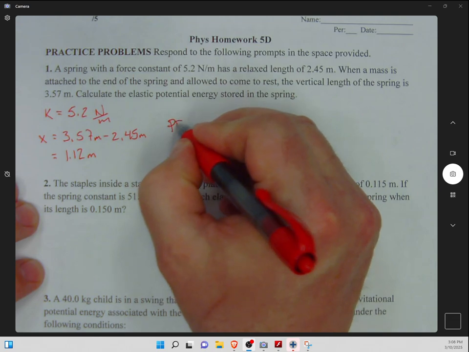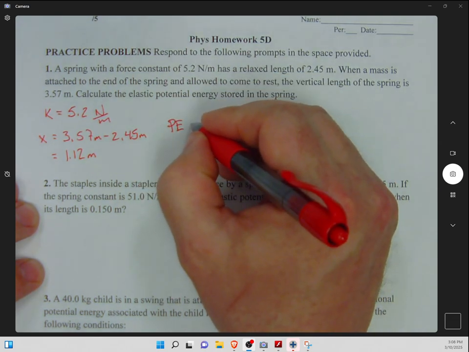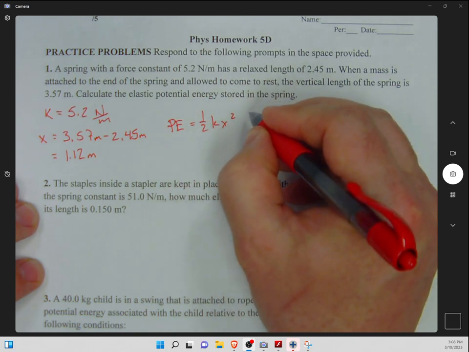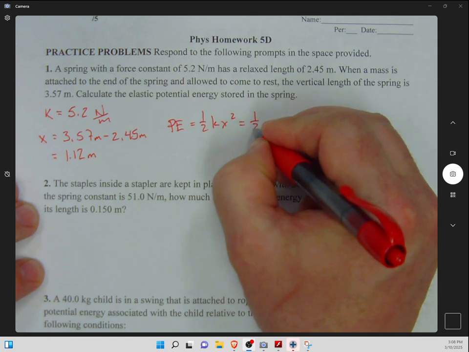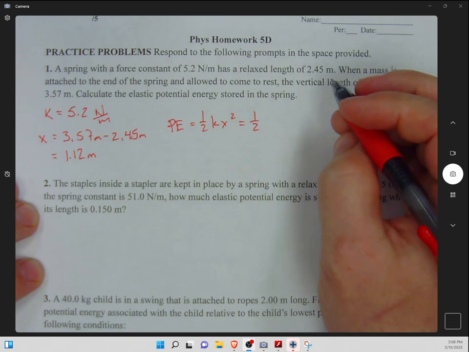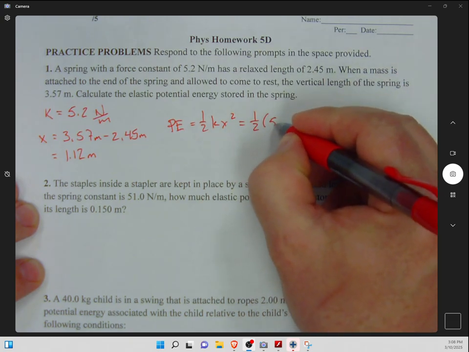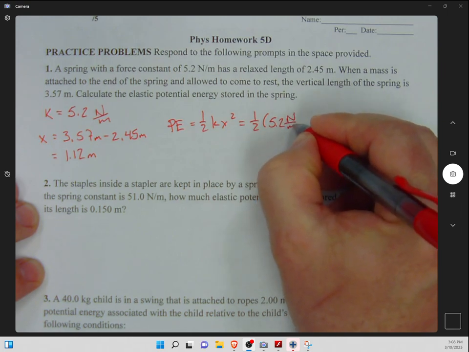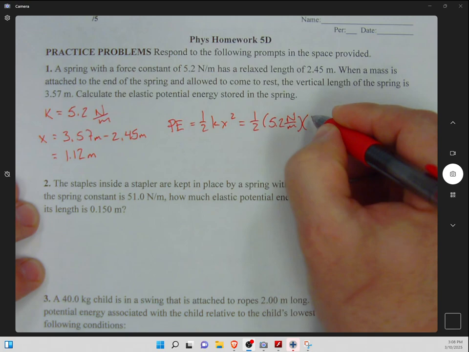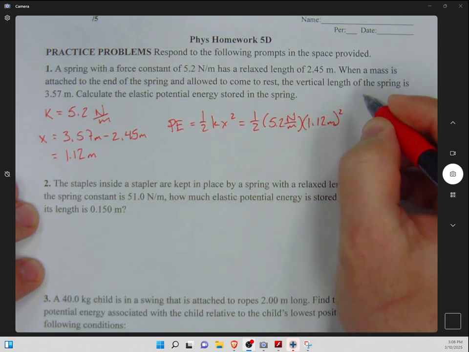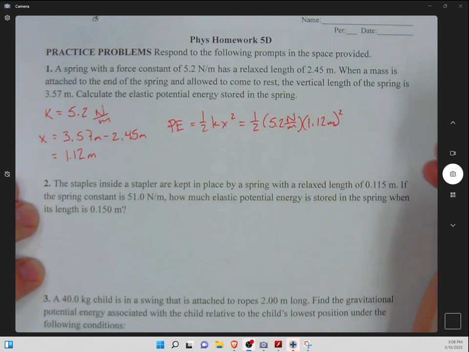Remember, the equation that we're working with here says that elastic potential energy is equal to 1/2 kx squared, which I'm ready to plug and chug because the question is asking me to solve for elastic potential energy. So simply plug in my value of 5.2 newtons per meter multiplied by x. Don't forget to square it because that'll really throw you off.